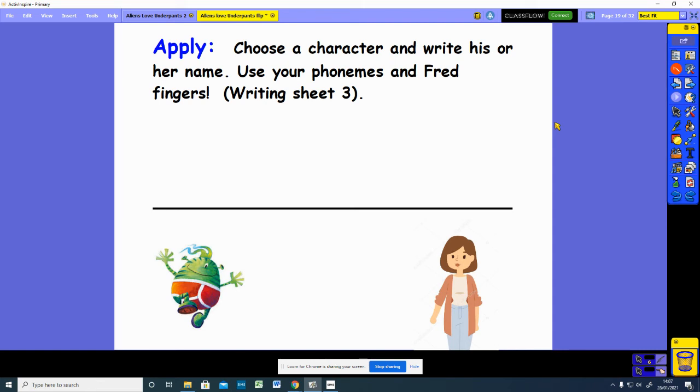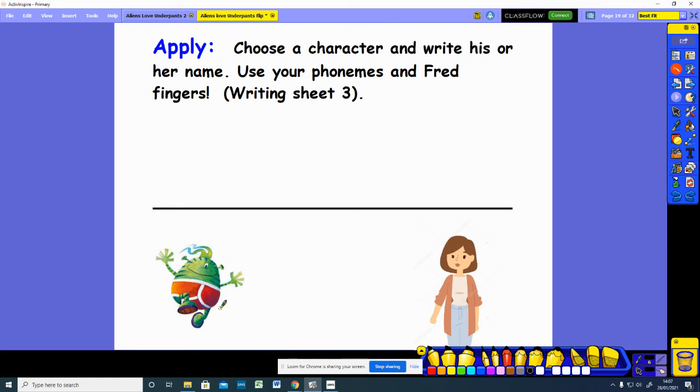Okay, children, we are going to apply what we know to write down the names of some of the story characters. I'm going to do this with you together, and then you're going to have a go at doing it on your own on your writing sheet. So I've chosen 2 of the story characters to name. One of our characters here is an alien, and we don't find out the names of any of the aliens, so I'm going to make up a name for him. I'm going to call him Alf.